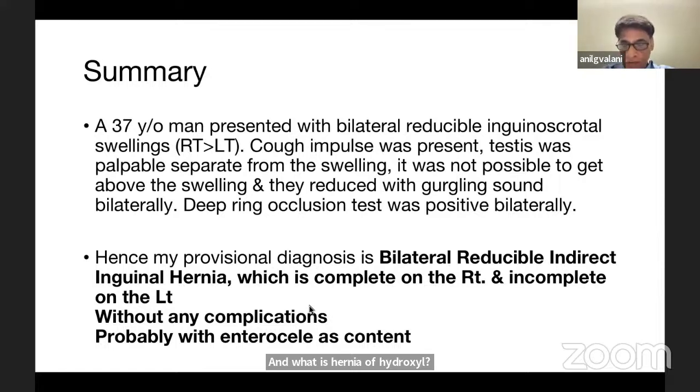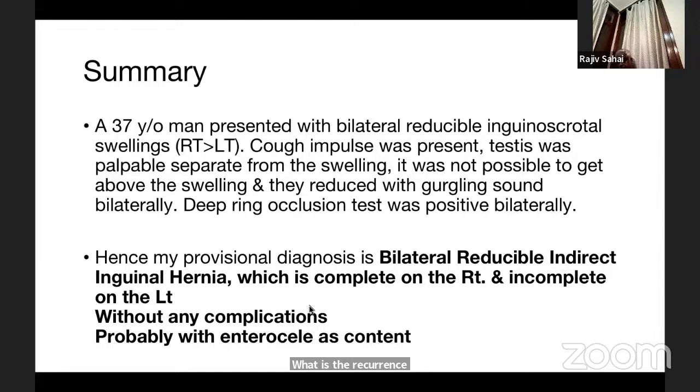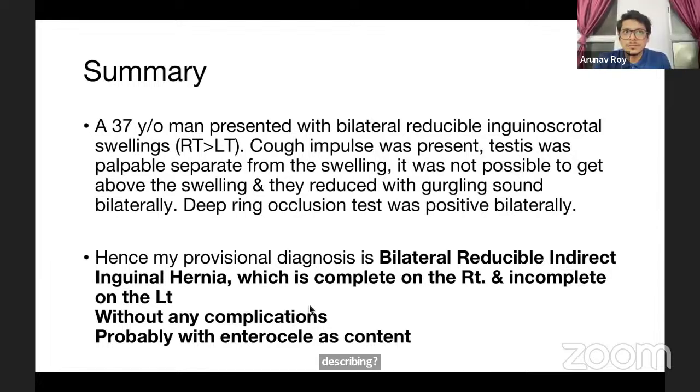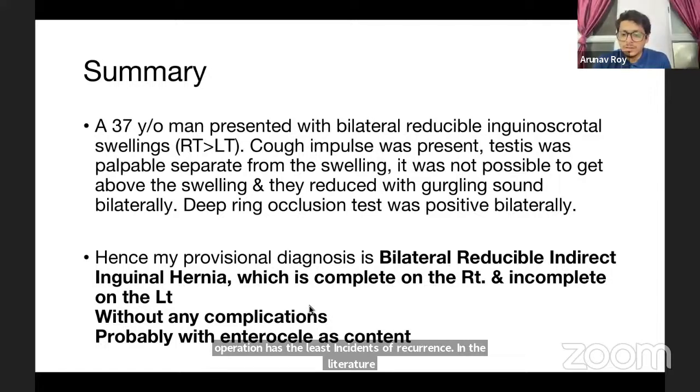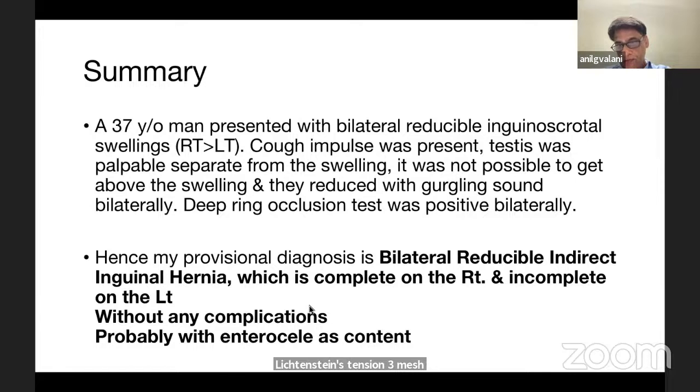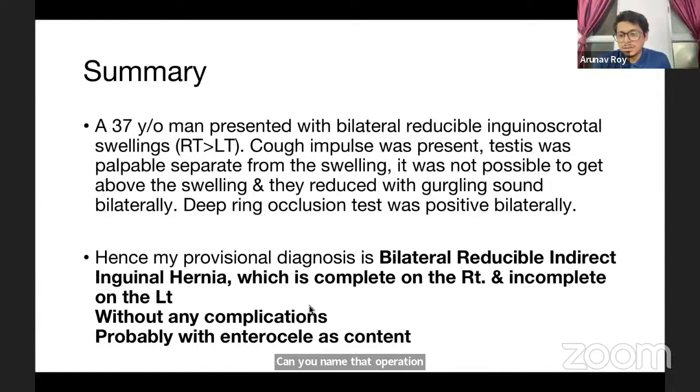What is the recurrence rate of the operation that you're describing? Sir, I think it's less than 3%. Of what? Which operation? Open repair, sir, I think it's less than 3%. And laparoscopy? I'm not sure, sir. For laparoscopy, which operation has the least incidence of recurrence in the literature? Lichtenstein's tension-free mesh repair, sir. That is 3% according to you. There's an operation described in the literature which has an incidence of recurrence of 1%. Can you name that operation? Shouldice's repair, sir? Very good.